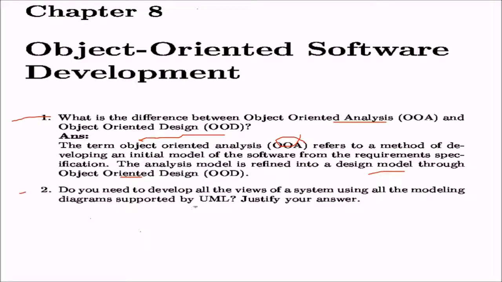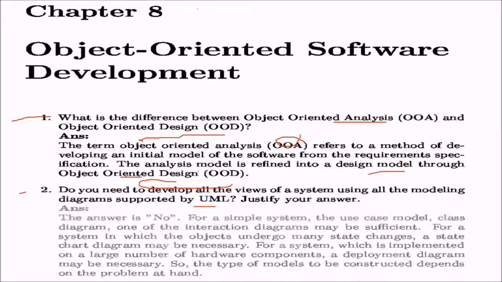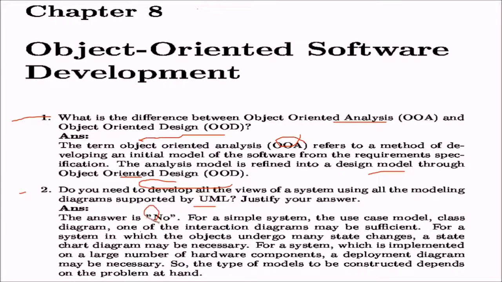Second is, do you need to develop all the views of a system using all the modeling diagrams supported by UML? Justify your answer. The answer is no. If you have a simple system, then the use case model, the class diagram, and one of the interaction diagrams may be sufficient for a simple system.